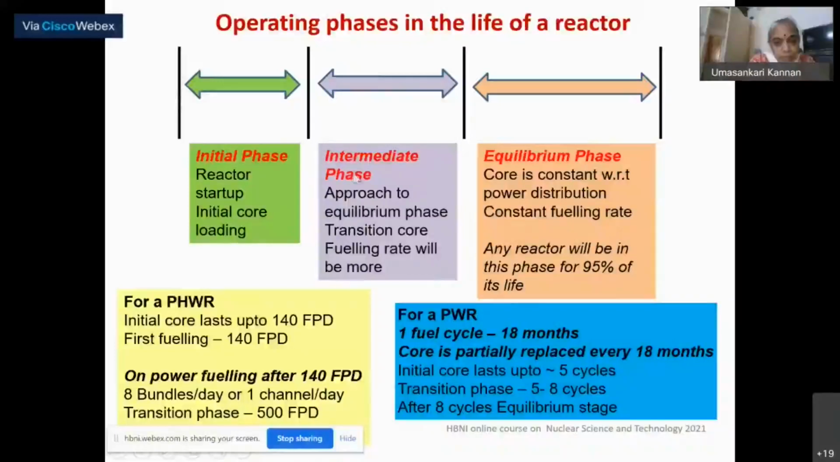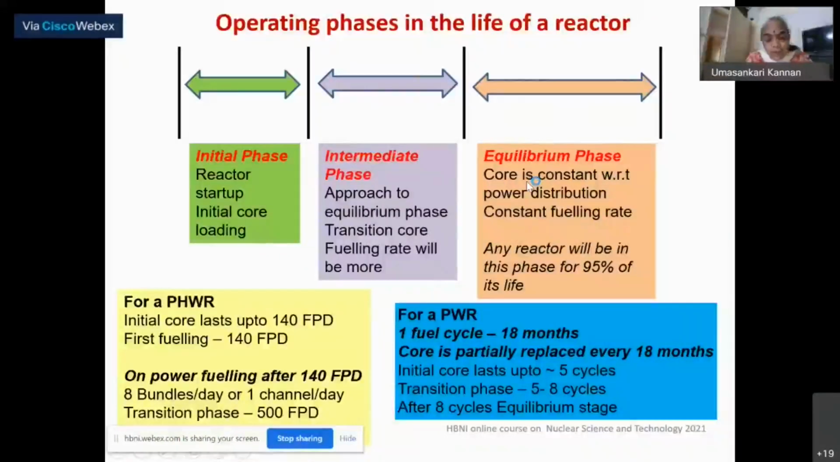There is something called an intermediate phase, which will approach the equilibrium phase. This is sometimes called a transition core. The fueling rate here will be more. Here is what is called the onset of fueling, so you start refueling from here. And then there is an equilibrium phase, which is almost the third phase of the life of the reactor.